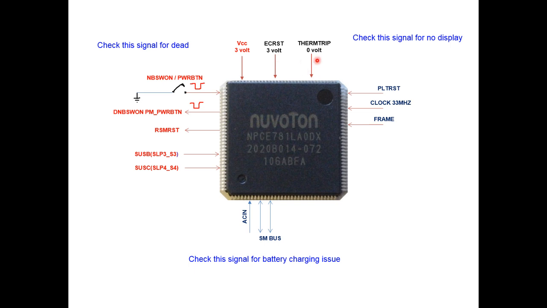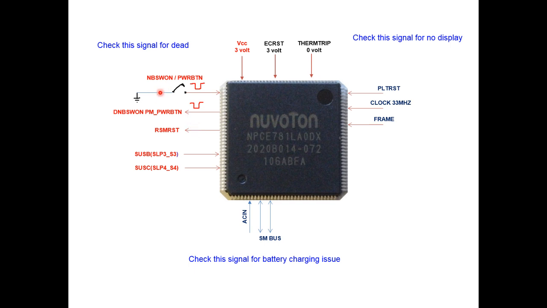And the third important signal is the thermal trip. The signal should be 0 volts. So these are the three main criteria. Then fourth is the sys clock, or the clock also.